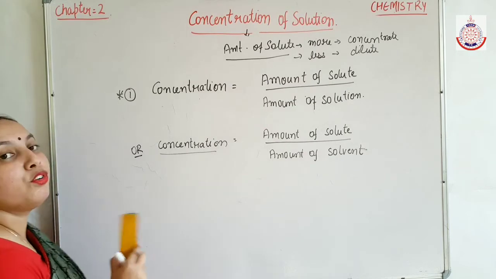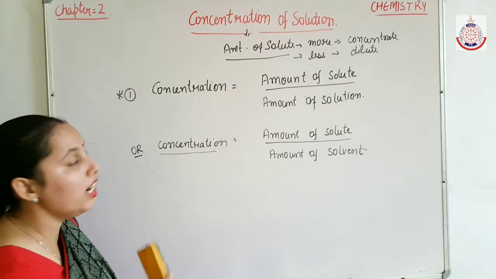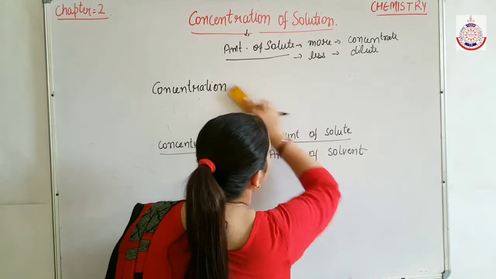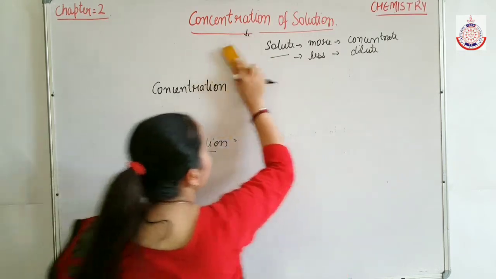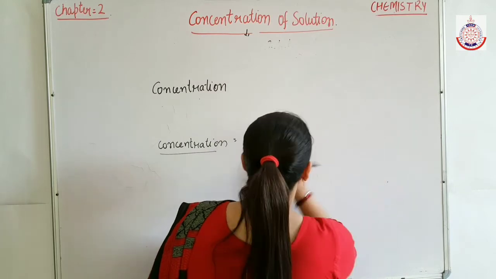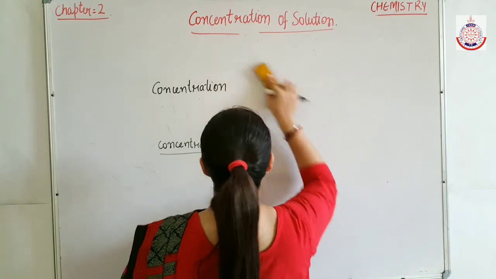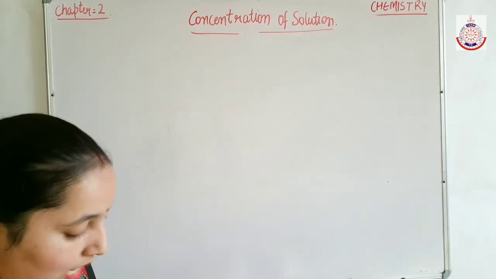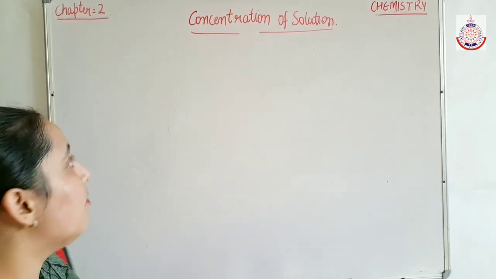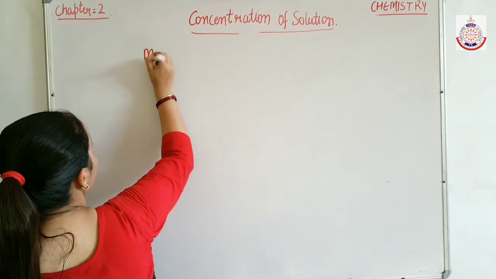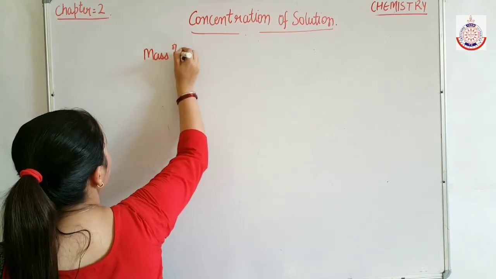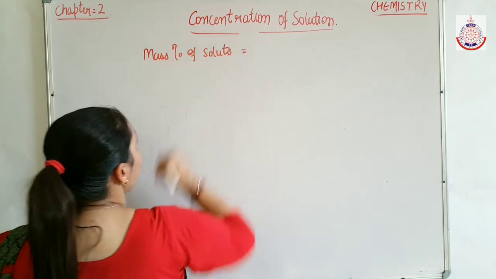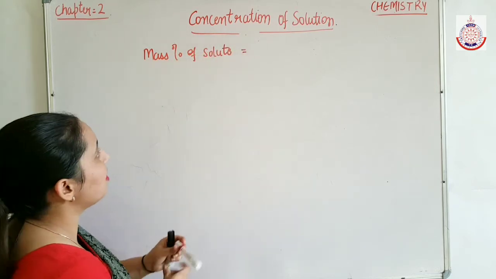Now we have to find out the concentration, or you can say we have to express the concentration in a different manner. In our syllabus we are having two ways to express the concentration. The one way is the mass percentage of solute. That we have to find out.